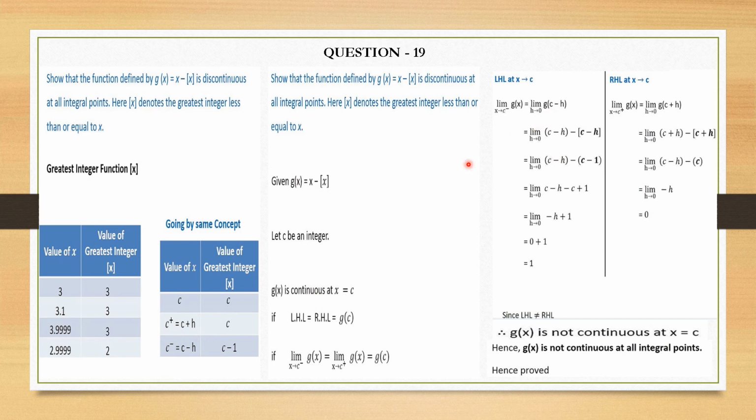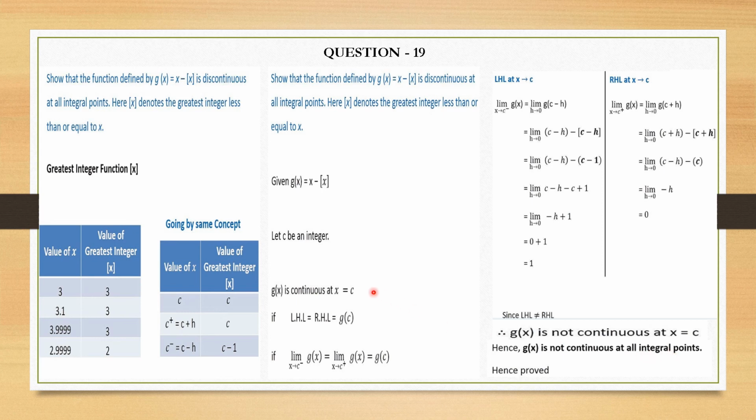So g(c minus h) is c minus h in place of x, minus the greatest integer of c minus h. For the left hand limit, c minus h gives 1 less than the integer, that is c minus 1. Opening it, I get minus h plus 1, and the value turns out to be 1. For the RHL, it is g(c plus h), so again c plus h minus the greatest integer of c plus h. This gives c plus h minus c, which is h, and turns out to be 0. As LHL is not equal to RHL, the function is not continuous at x equal to c, and g(x) is not continuous at all integral points.